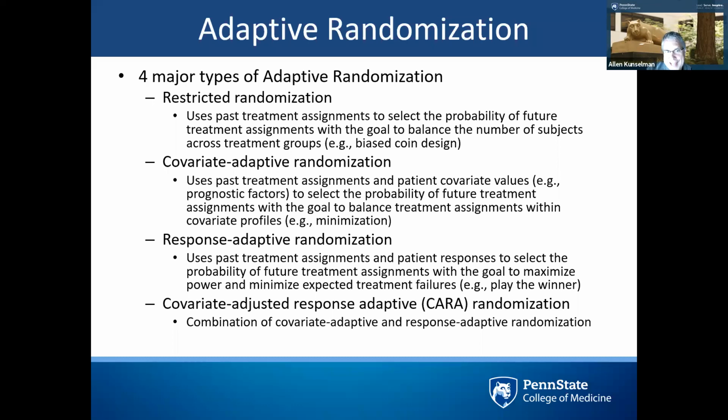If you want to know more about that, you can do a Google search on play the winner randomization methods. It's not done very often. I think I've only really seen it in cancer studies, but it's another method.